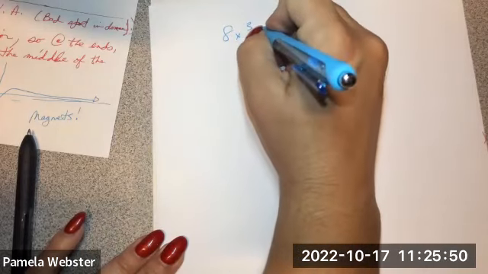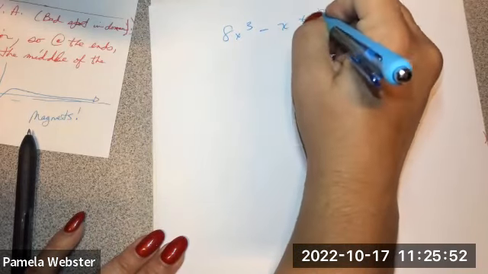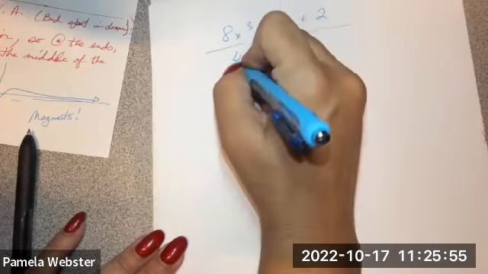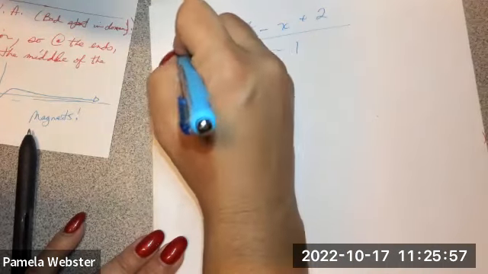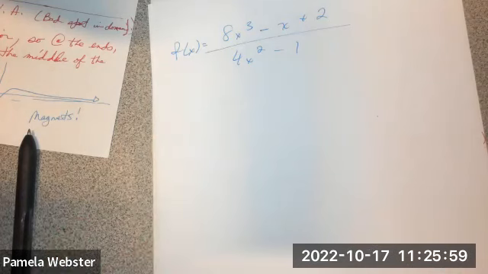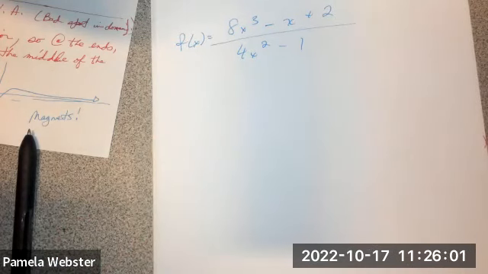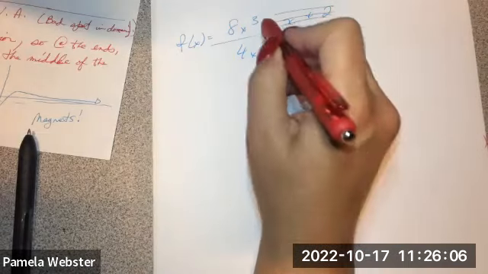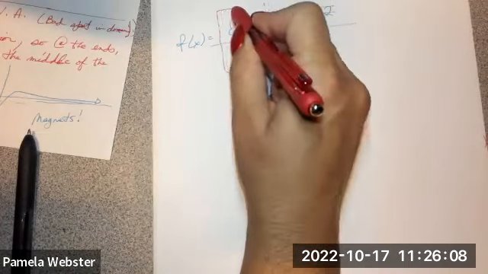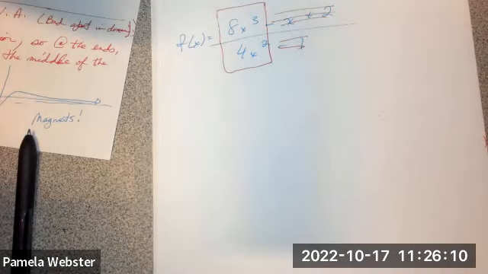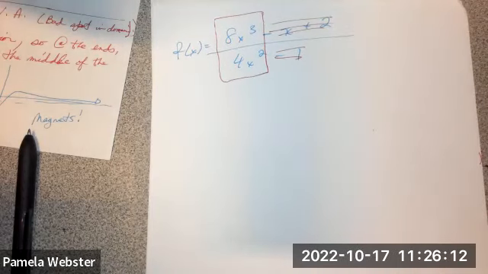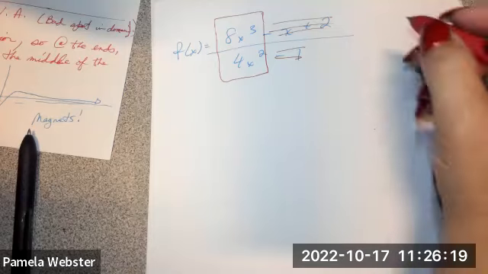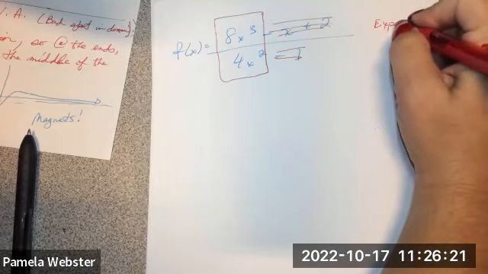8x cubed minus x plus 2, divided by 4x squared minus 1. This was my f of x. If I use the horizontal asymptote rule, what it tells me is we don't care about any of this stuff back here. We're just looking at this leading term right here. Look at those exponents. The exponent on the top is a 3. The exponent on the bottom is a 2. So the exponent's bigger on top.